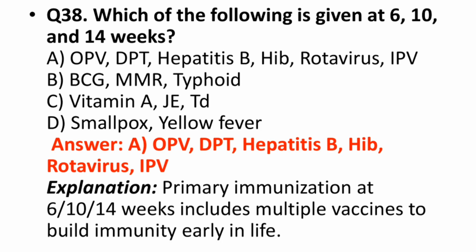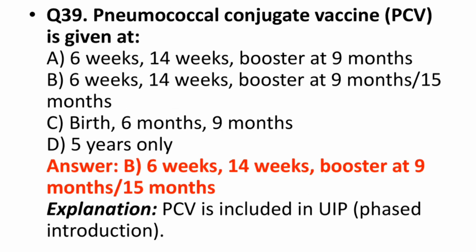Which of the following is given at the 6th week, 10th week and 14th week? Option A OPV, DPT, hepatitis B, Hib, rotavirus, inactivated polio vaccine. Option B BCG, MMR, typhoid. Option C vitamin A, Japanese encephalitis and tetanus toxoid. Option D smallpox, yellow fever. The correct answer is option A: OPV, DPT, hepatitis B, Hib, rotavirus, inactivated polio vaccine.